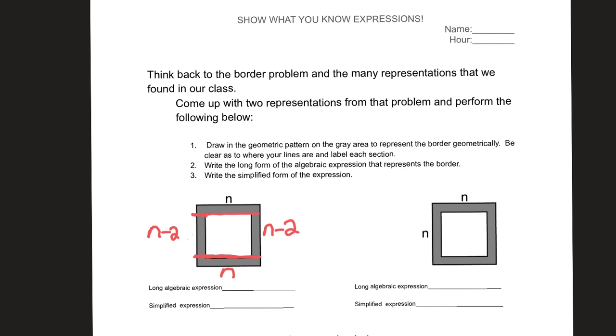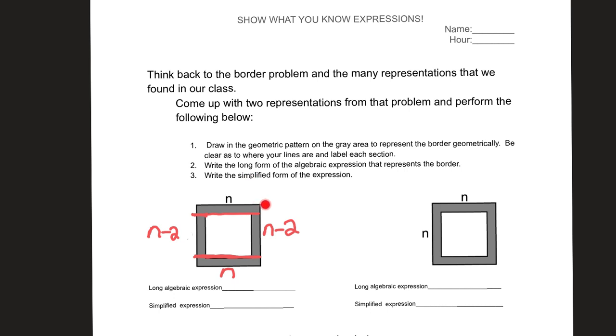The border problem questions wanted us to revisit the days that we spent looking at the border around a 10 by 10 square. And through that process we eventually worked so that we could create an expression to represent any size side square. So we came up with a variable n. So one example, and there's many examples, the answers can vary on this.